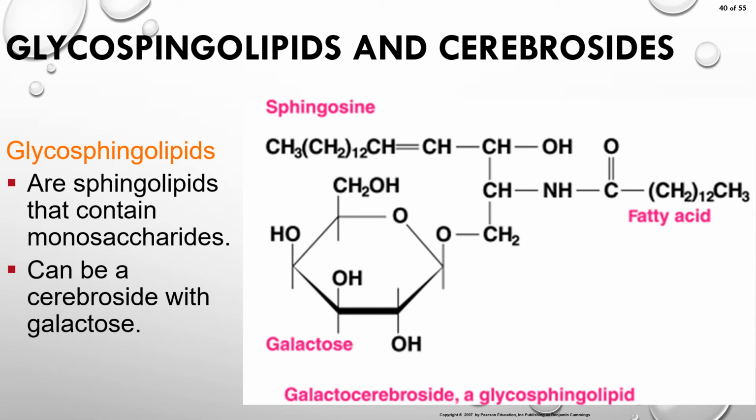Glycosphingolipids are sphingolipids that contain monosaccharides. So this is a monosaccharide. In this case, this is galactose. Sphingolipids can be a cerebroside with galactose. So the name of this formula is galactocerebroside, which is a glycosphingolipid.